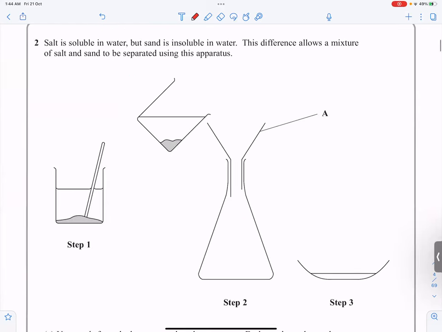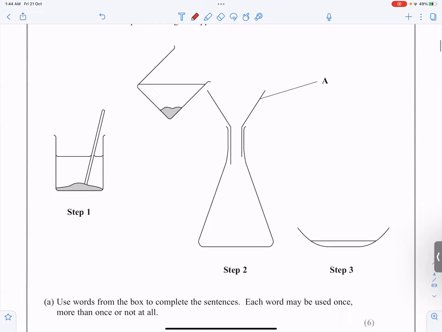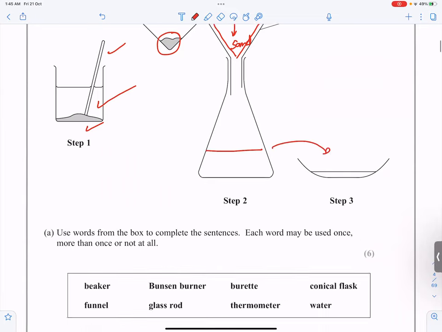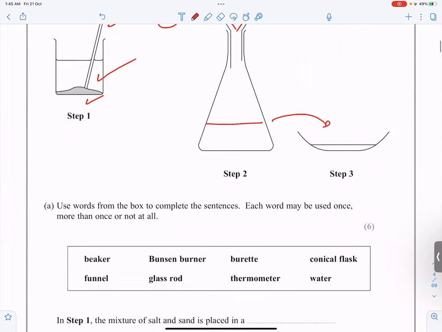Question number two: salt is soluble in water, but sand is insoluble in water. This difference allows a mixture of salt and sand to be separated using this apparatus. We have a mixture of salt with sand. We put it in a beaker with a little water and stir with a glass rod. The salt dissolves, the sand doesn't. To separate the sand we use filtration: we put filter paper in the filter funnel. The sand remains on the filter paper, and the salt solution goes through. We take the salt solution into the evaporating basin, to start evaporating the water, and we crystallize the solution.